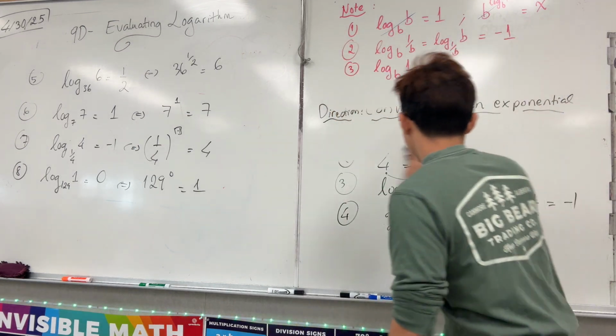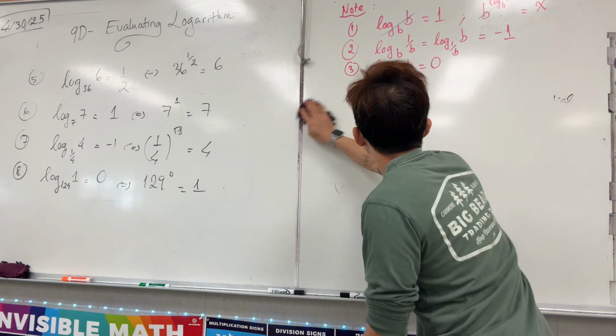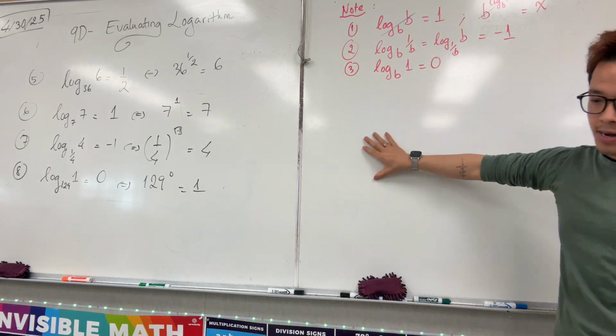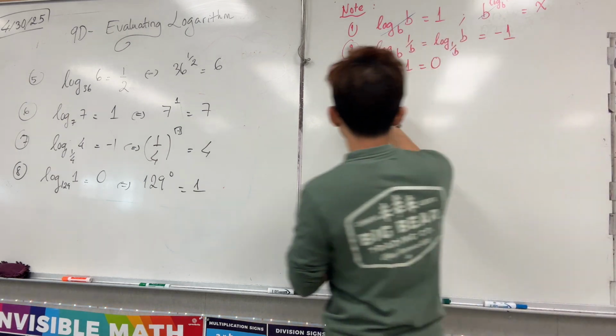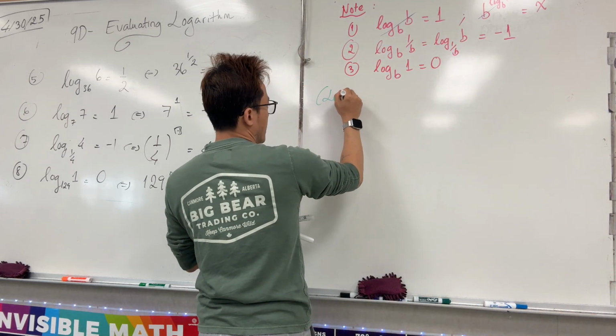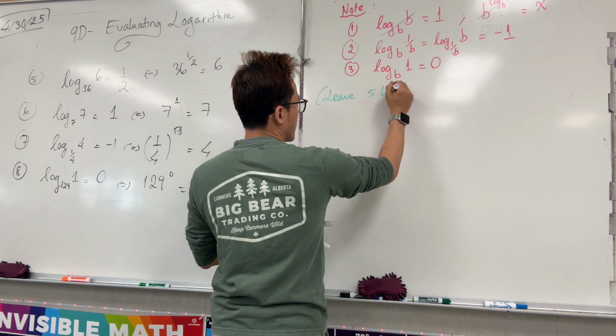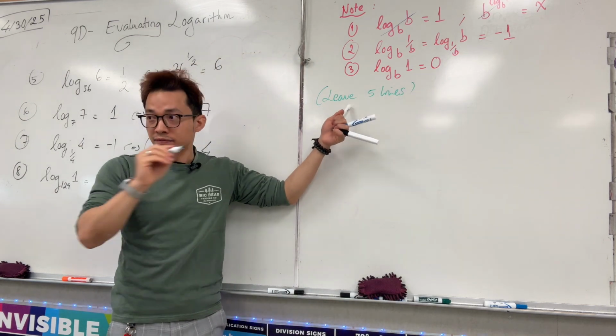All right. Maybe leave some 5 lines. Okay. Leave 5 lines. I tell you to leave 5 lines. Don't write down. Leave 5 lines. Okay.